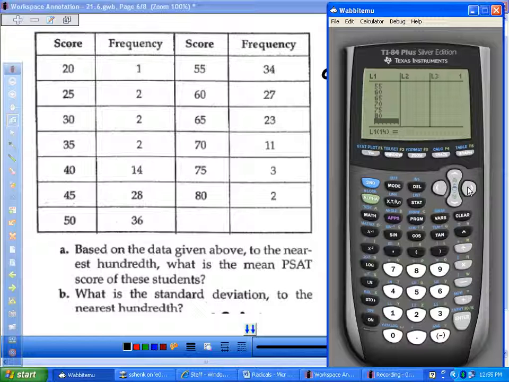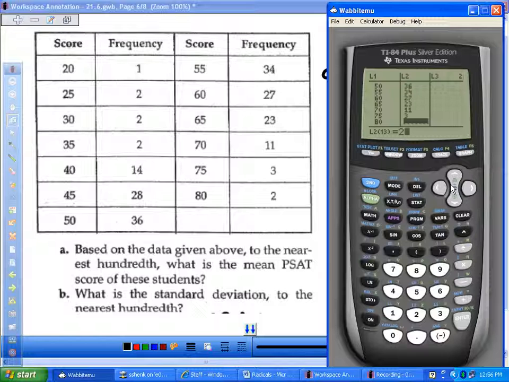What do we put in the corresponding column in L2? Frequencies. We've got 1, 2, another 2, a third 2, 14, 28, 36, 34, 27, 23, 11, 3, and finally 2.